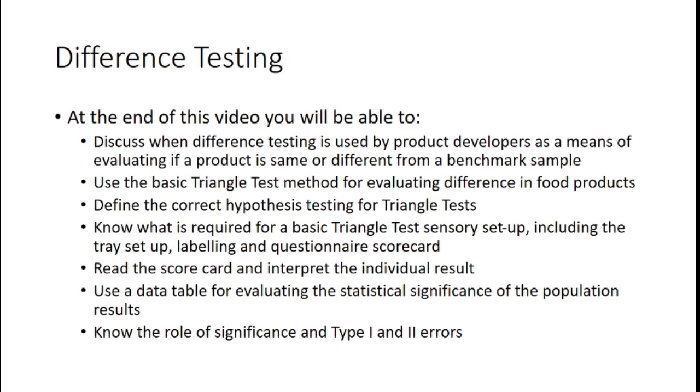We'll use a basic triangle test method for evaluating difference in food products. We'll define the correct hypothesis testing for triangle tests. We'll know what's required for setting up a basic triangle test, including the tray setup, labeling, and questionnaire scorecards. We will read the scorecard and interpret the individual results, and then use a data table for evaluating the statistical significance of the population results. And we'll get to know the role of significance in type 1 and type 2 errors.